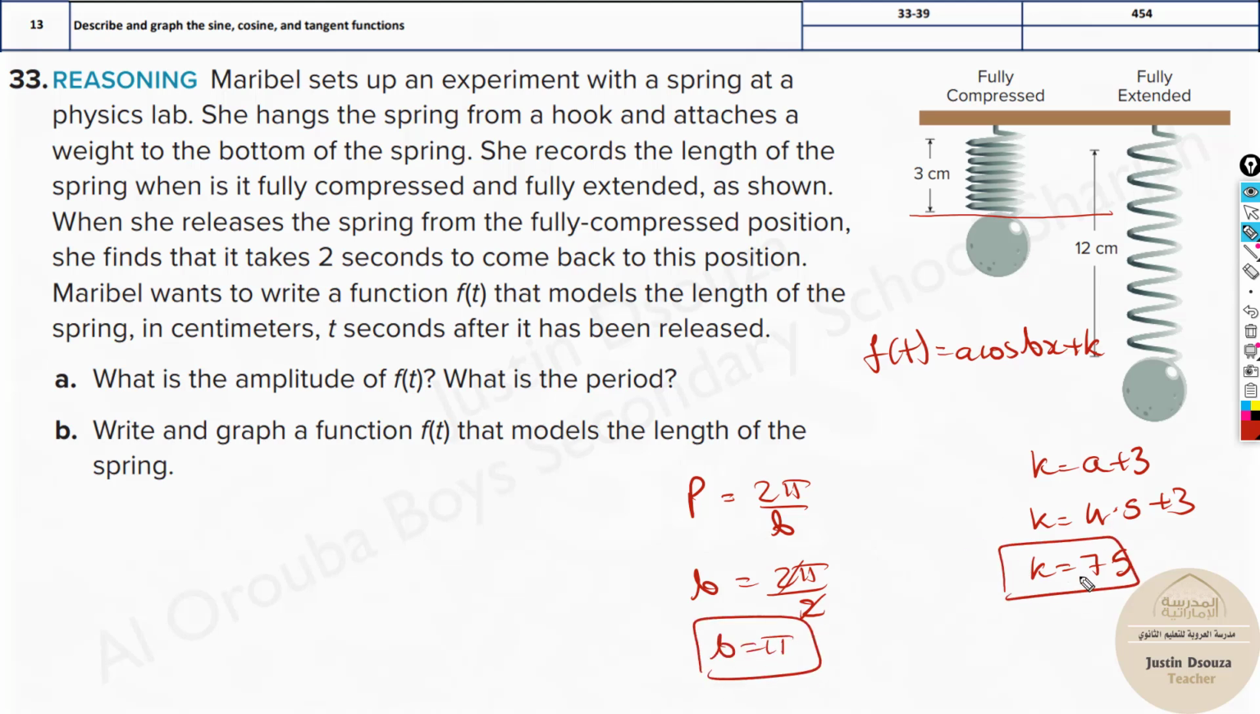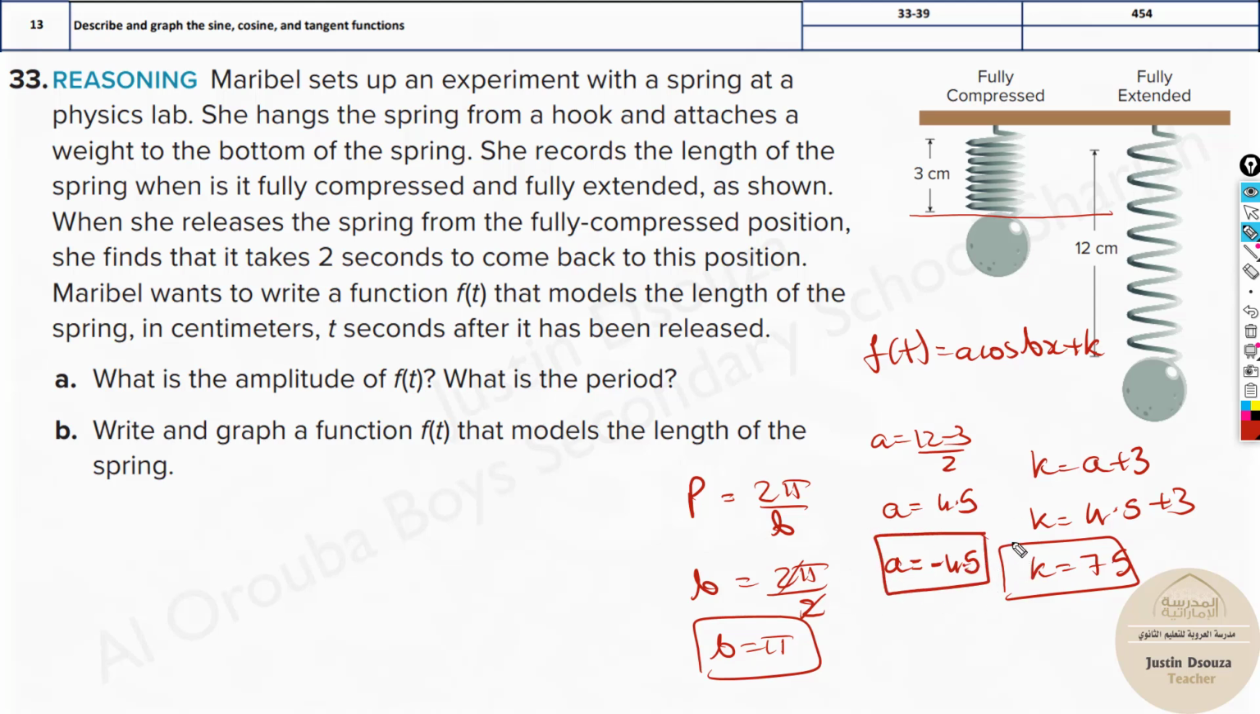Now we know b, we know k. I'll just write a again. A was 12 minus 3 by 2. A is equal to 4.5. But here, since it's from up to down, we will take it as minus. A is equal to minus 4.5. Remember that? This is it.